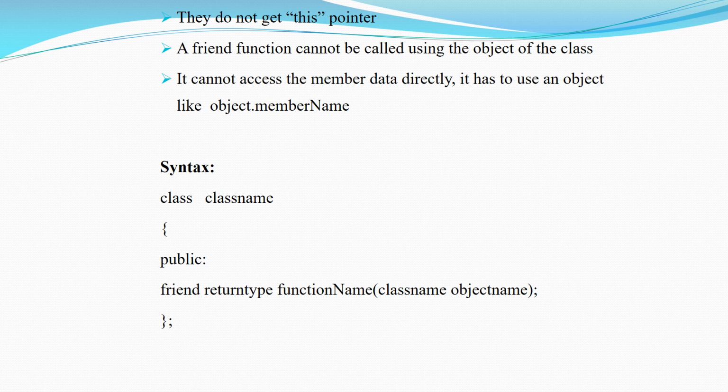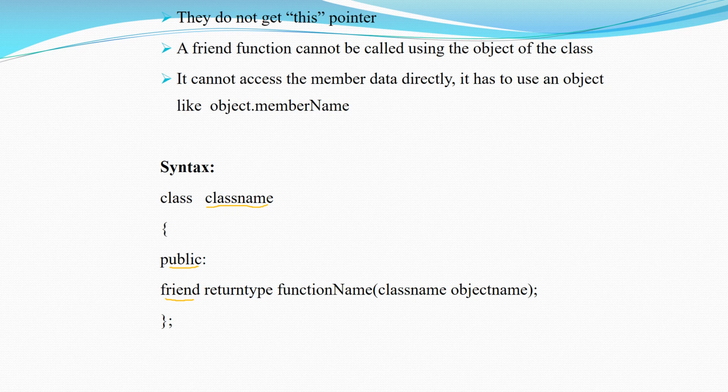How are we going to declare it? Here we have the syntax. Class is a keyword, followed by the class name. As usual, we create a class. The friend function can be declared in any part of the class. I have declared it in the public section in this syntax. Public is an access specifier, followed by friend. Friend is a keyword.